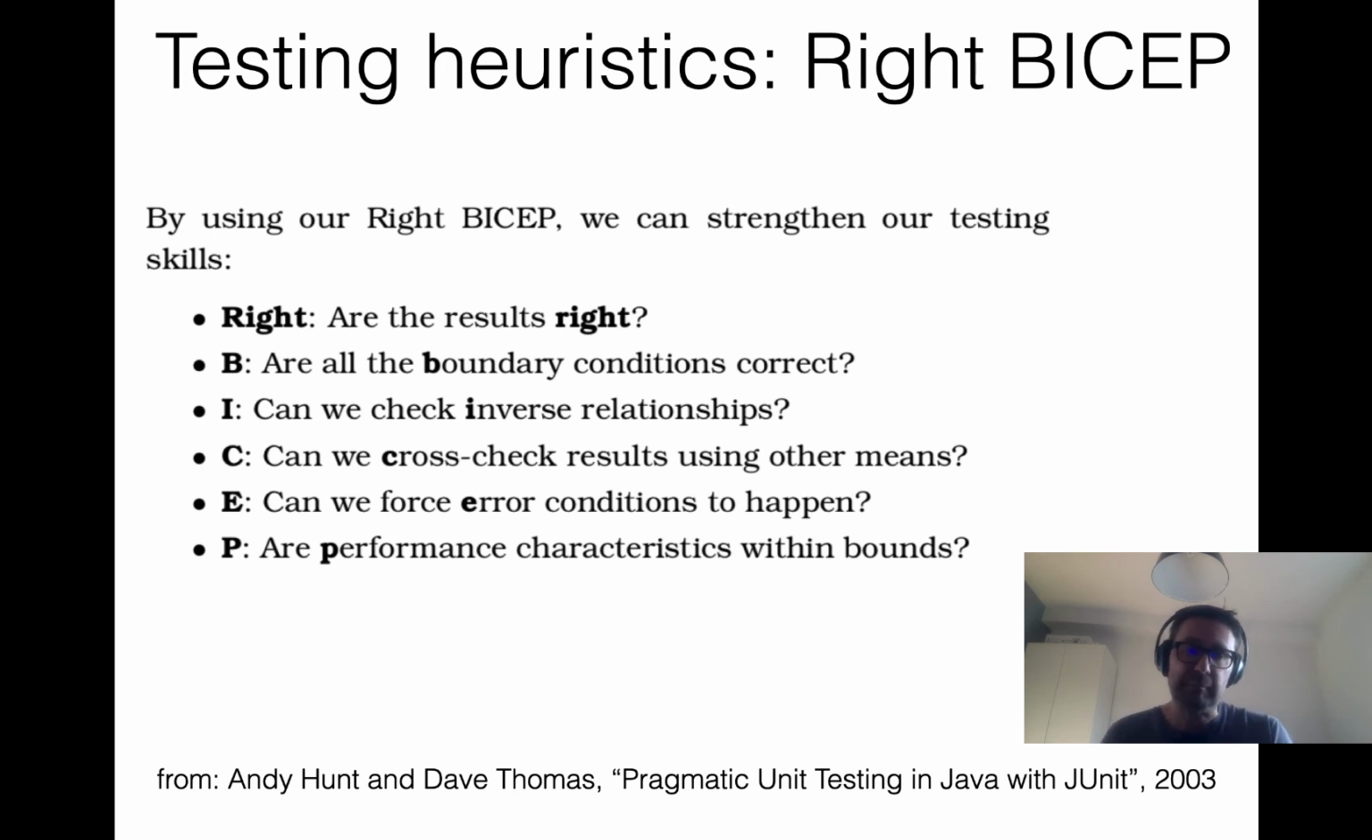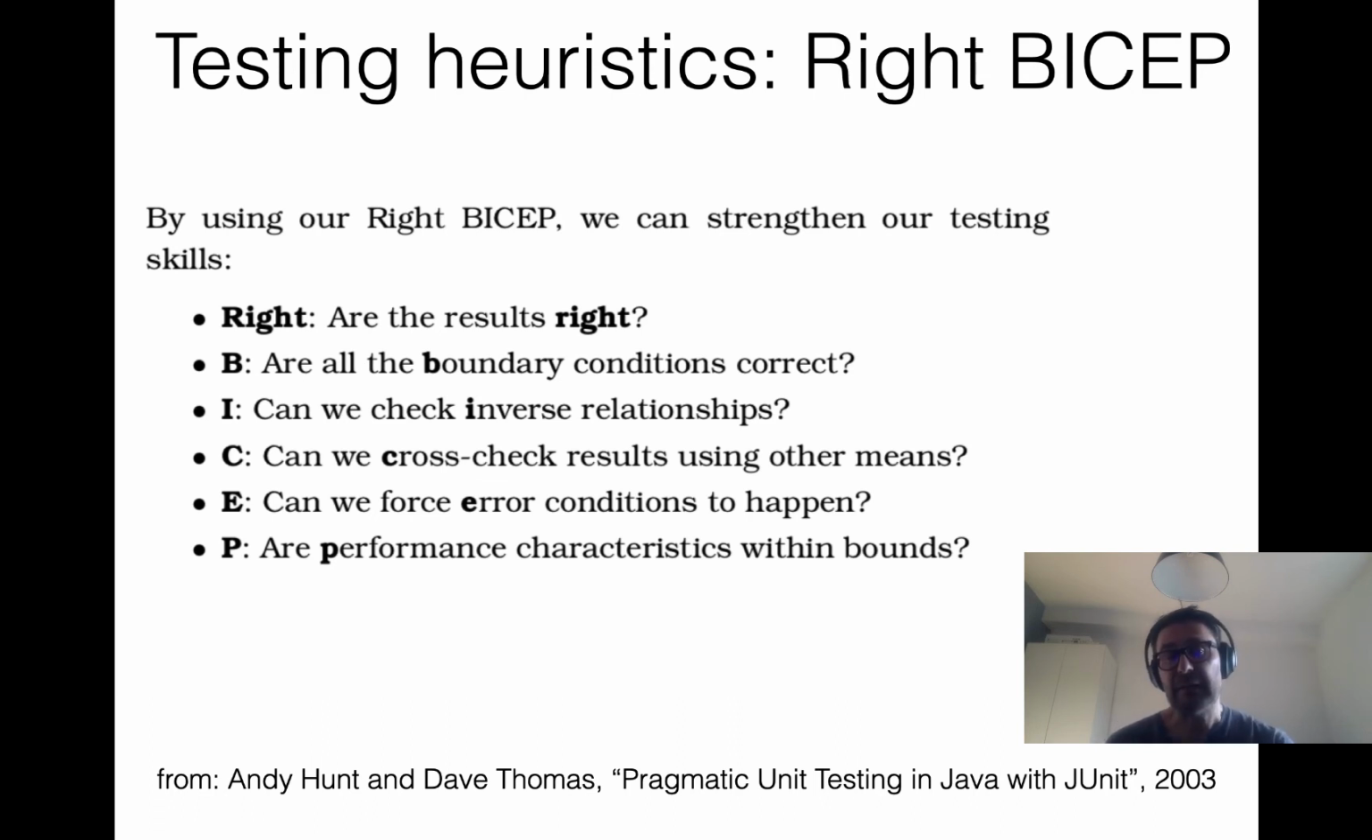The B in bicep captures boundary value testing. So are all the boundary conditions correct? So you now test things that are on the boundary cases of the behavior. So what happens if you give 0, right? What happens if you give a very large value and stuff like that.